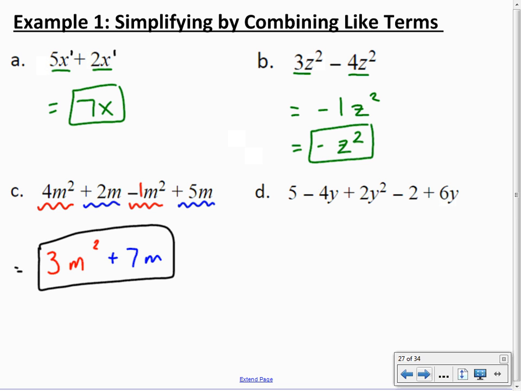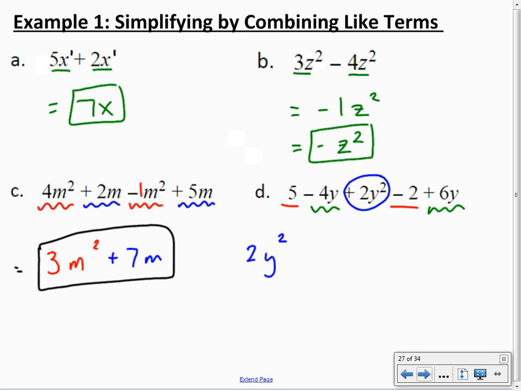All right, example D. I have some constants, 5 and negative 2. I have some y's, and I have a y squared all by itself. Okay. So let's again start with the one with the biggest exponent, the y squared. There's nothing else for 2y squared to combine with, so we just copy it down. There's nothing that changes. Let's move on to the y's.